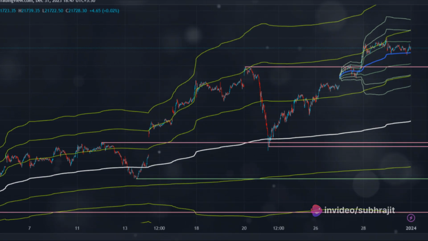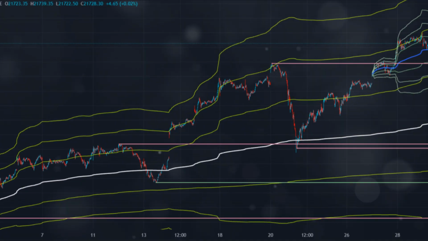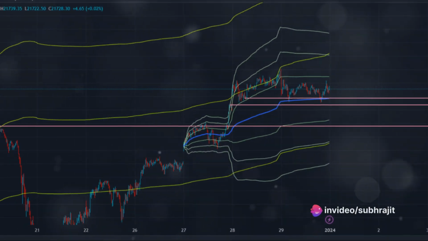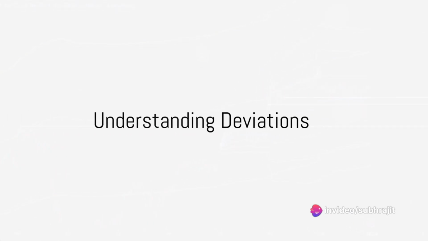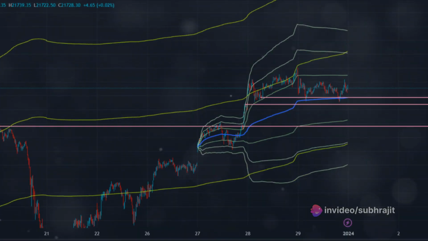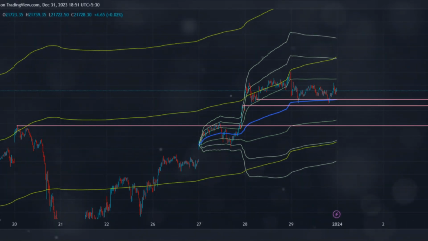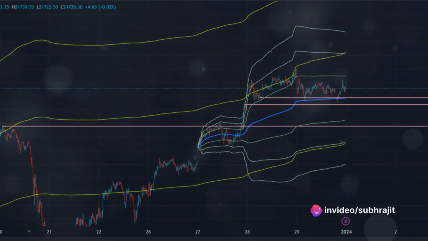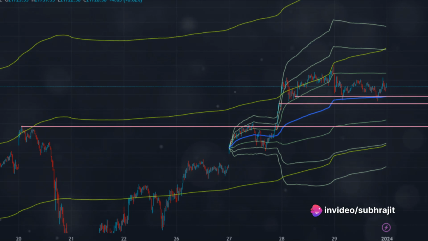Remember, the anchored VWAP is not a crystal ball, but a powerful tool in a trader's arsenal when used wisely and in combination with other indicators and strategies. These deviations are like rubber bands that the market tends to snap back to. Picture a rubber band stretched to its limit. It's under tension, right? When released, it snaps back to its original shape. The same principle applies to deviations in trading.